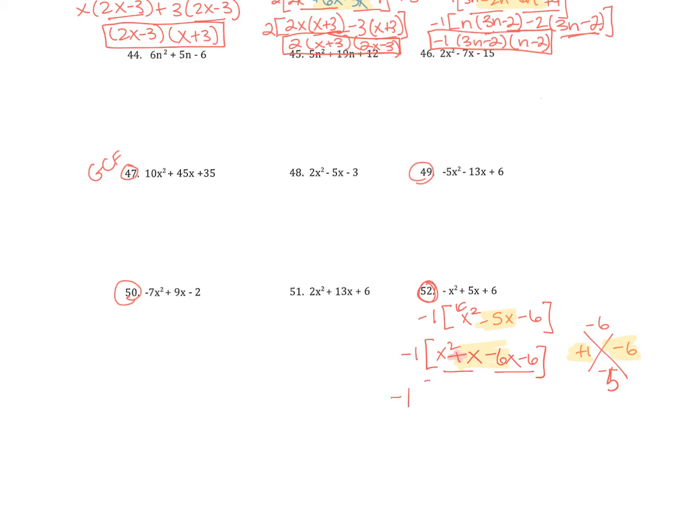And so I have my -1 out in front. X squared and x. Looks like the GCF is what? X. So I get x plus 1 left over. And -6x and -6. To get my parentheses to be the same, I'm going to divide out a -6. And I get my x plus 1. So now these are the same. So I'm ready to pull them out in front. And I get -1 times x plus 1 times x minus 6, my leftovers.